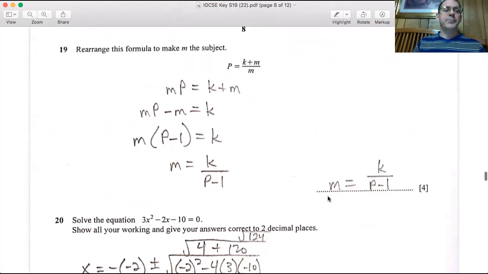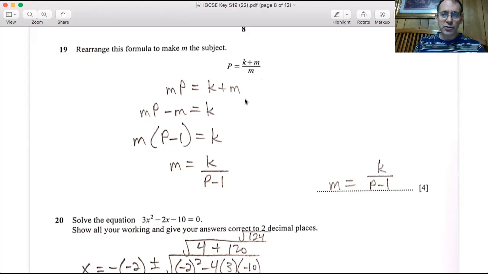Moving on to number 19, rearrange this formula to make M the subject. Right now, P is the subject. It wants M to be the subject. We see that we have a fraction here. So first thing we're going to do is get rid of that fraction. We're going to multiply the M to the other side. So now we see we have MP equals K plus M.